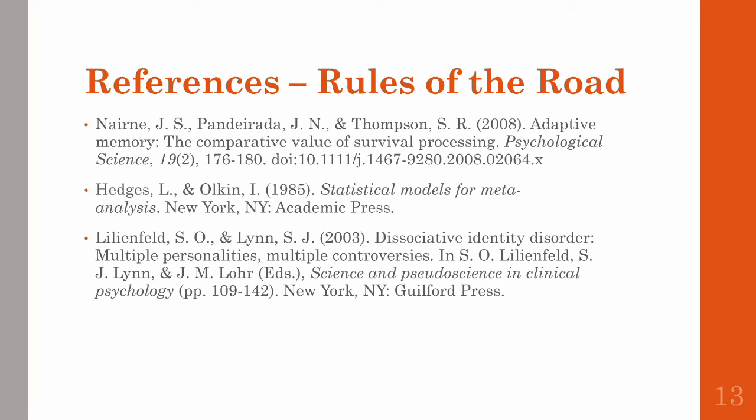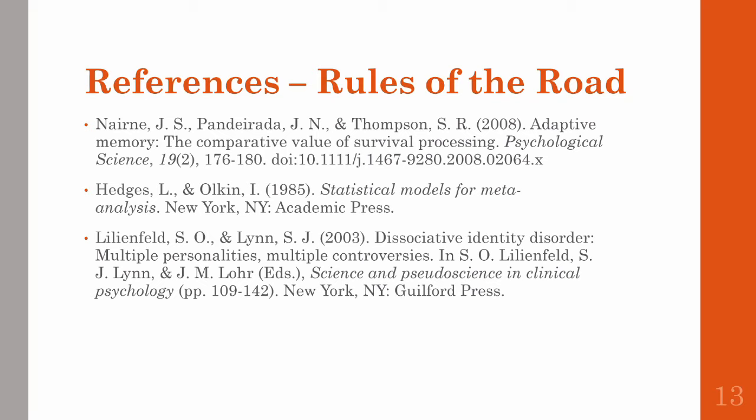So the second one, if you need to cite a book, it's similar starting off with authors and the publication date. Then you place the name of the book in italics. Then you put the city and state, followed by a colon, and then the name of the publishing company.